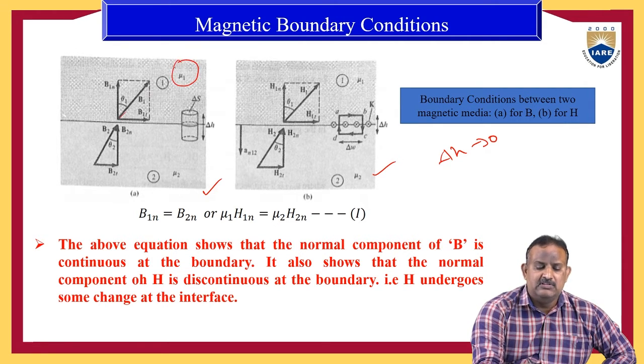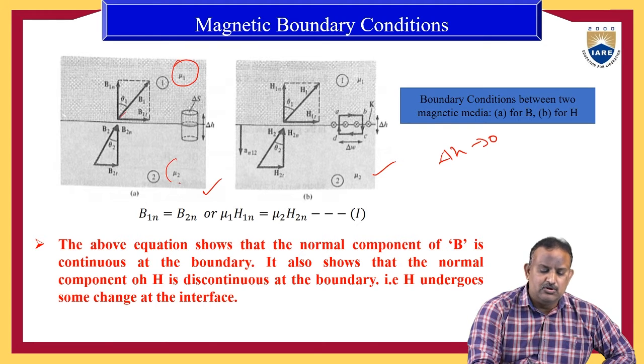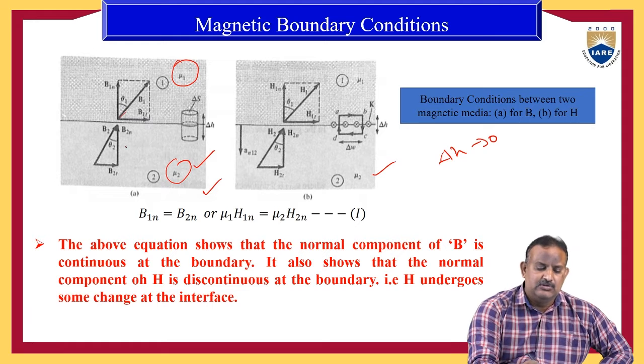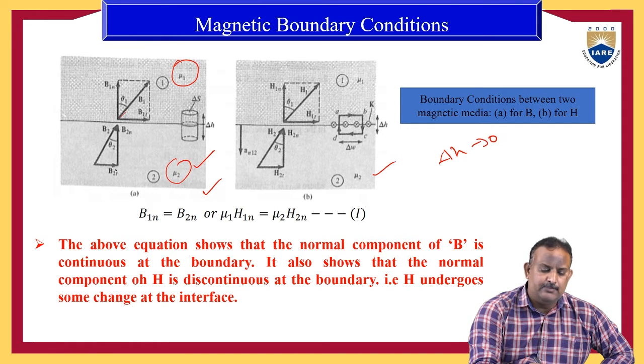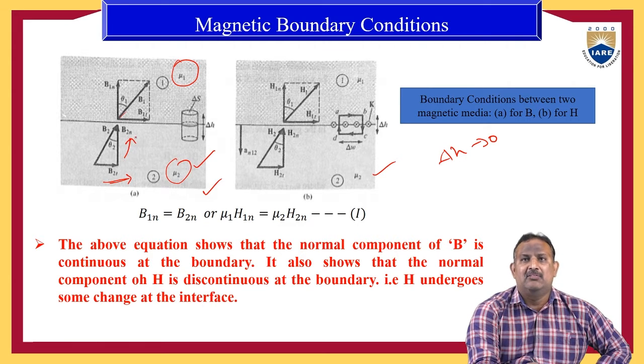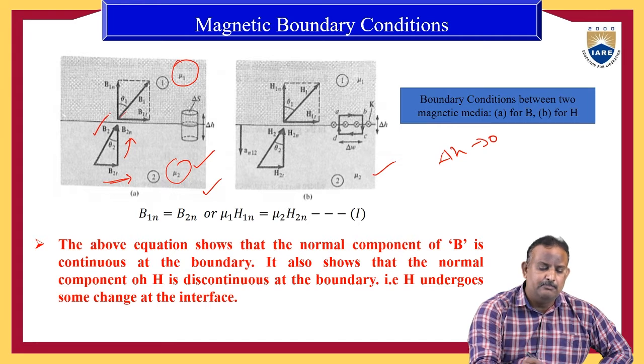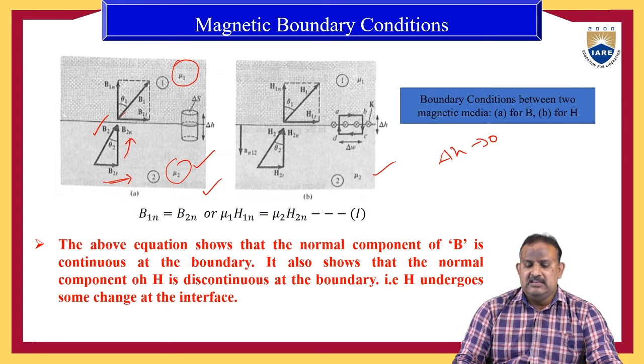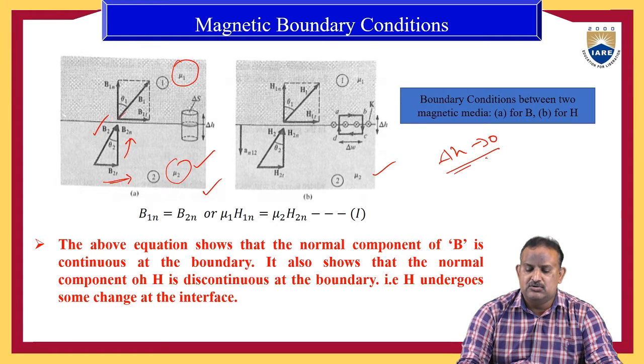Media 1 has permeability mu1 and media 2 has permeability mu2. In the second media, B2T is the tangential component and B2N is the normal one, and the resultant of these two gives B2. To find the magnetic flux density, I am assuming delta H tends to 0.